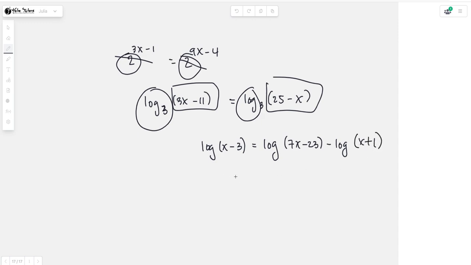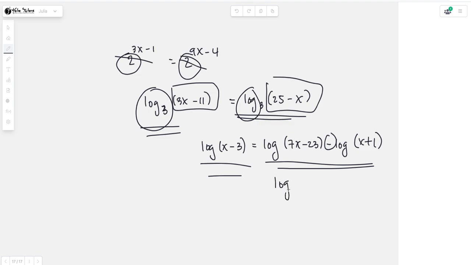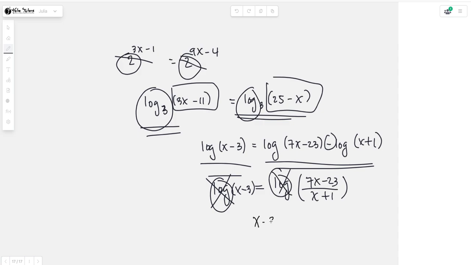We really don't need to go over this, but very quickly again: it's the same idea, which is once you get them to be in this form, you can ignore the logs and just set the insides equal. But on the right side, you have an expanded form, so you need to condense that. Since it's a minus sign in between, we know that the condensing would be done by dividing them. So 7x minus 23 over x plus 1. Now that you've condensed and you just have one log on the left, one log on the right, and they're the same base, namely base 10, you can ignore the logs and just set the insides equal. x minus 3 equals 7x minus 23 over x plus 1, and this is a rational equation, so you write over 1, cross multiply, and so on.